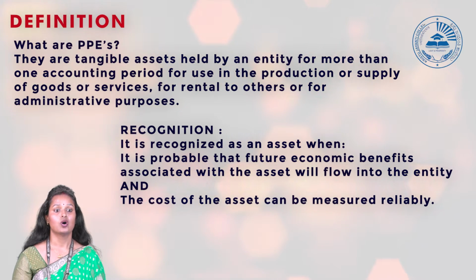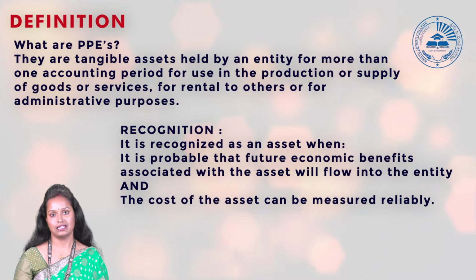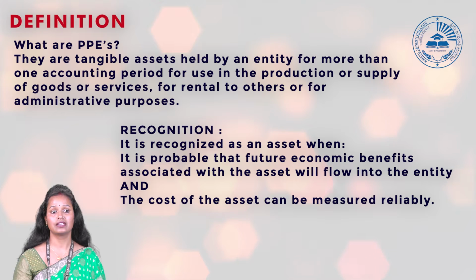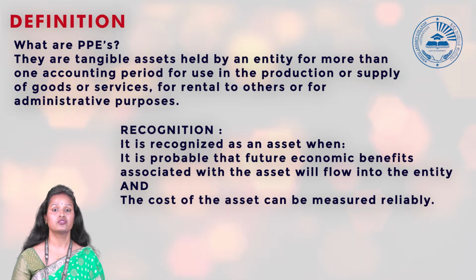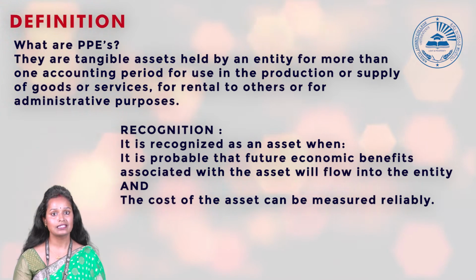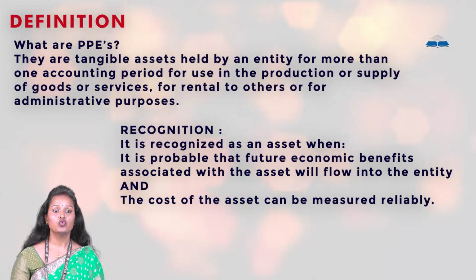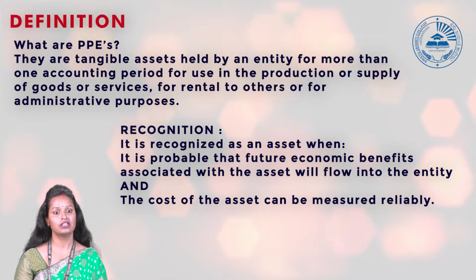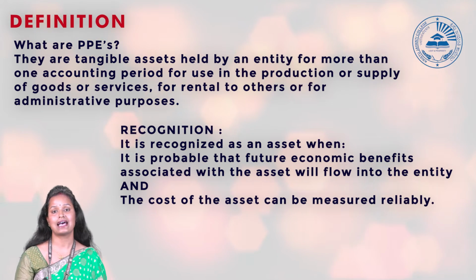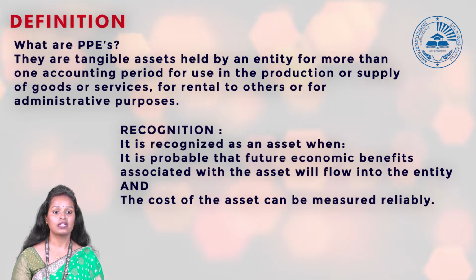Now, how will we recognize it? Now we are clear with the definition of property, plant and equipment. Now we have to see how we are going to recognize the same. So two criteria are there. If both the criteria are fulfilled, then only we will recognize it as an asset. Now what are those criteria?